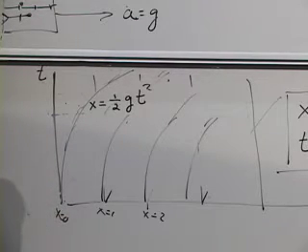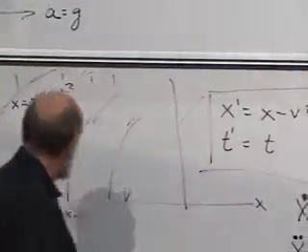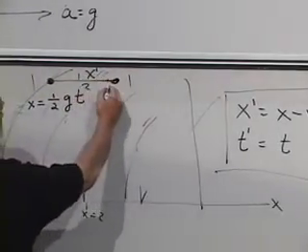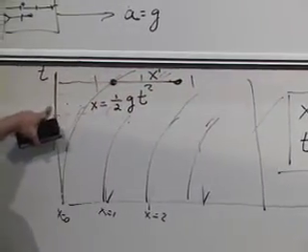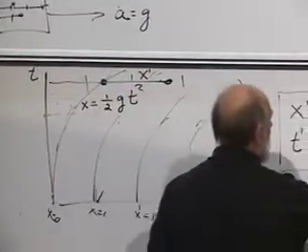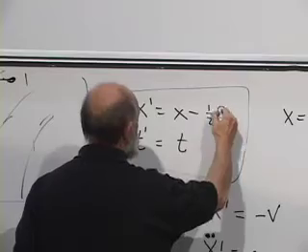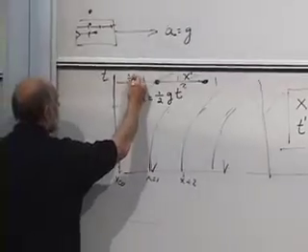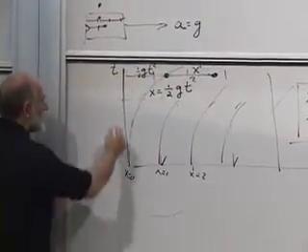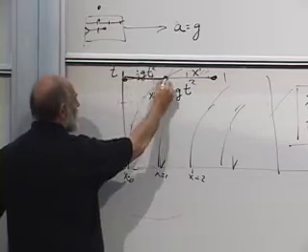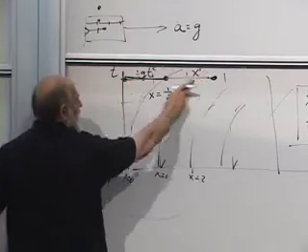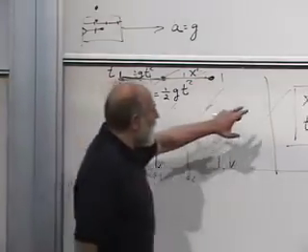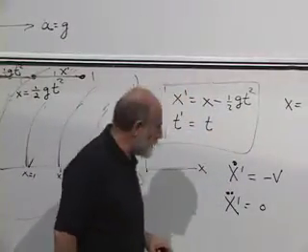So let's see what the relation between x prime and x is. Again, same thing. Here's x prime. Here's x. What's the difference between them? The difference between them is 1/2 gt squared. The distance from here to here is 1/2 gt squared. So x prime is x minus 1/2 gt squared. This is the new transformation for transforming to an accelerated frame of reference.